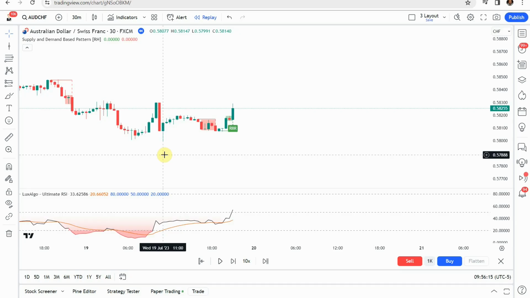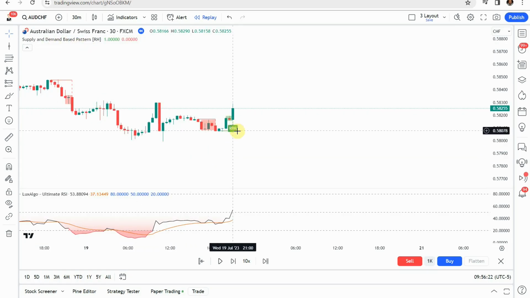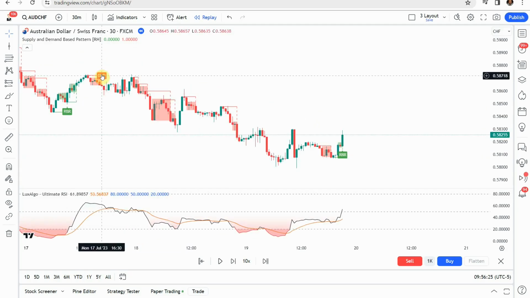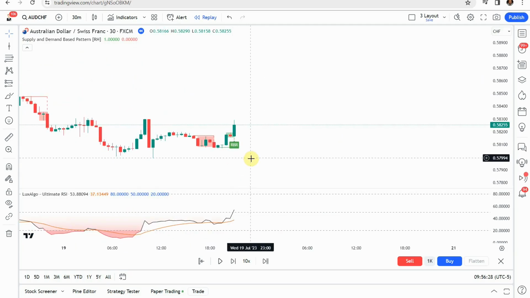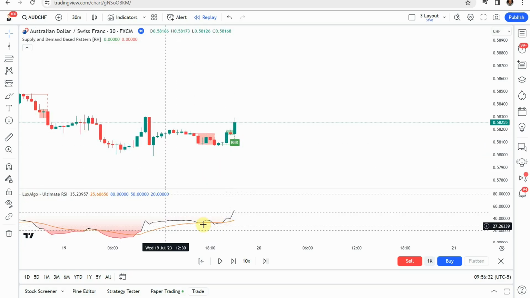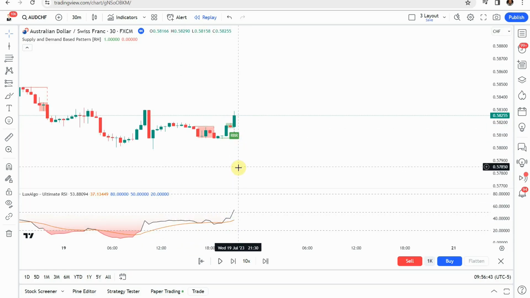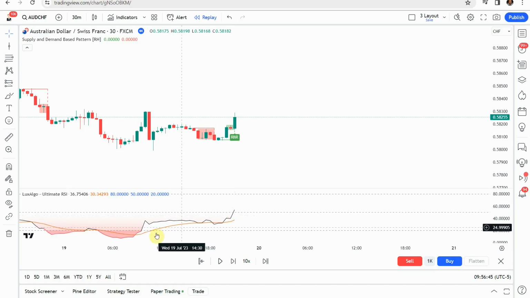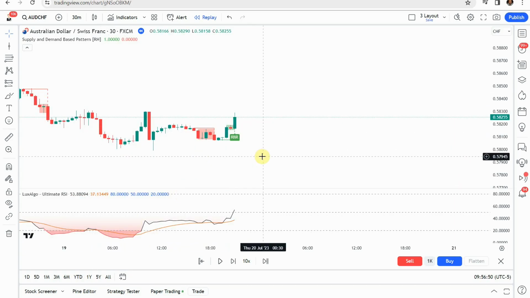And so what we are looking for first and foremost is going to be the supply and demand based pattern to give us a green tag like this or a red tag like this. And once we get that green or red tag, we are then going to look to the RSI, and if the black line is above the orange line, then that is going to be a signal to then go long. If the line was below the orange line with a red tag, that would be a signal to go short.